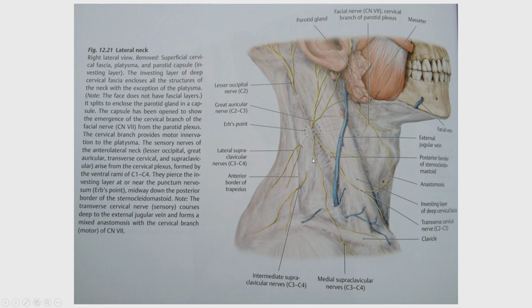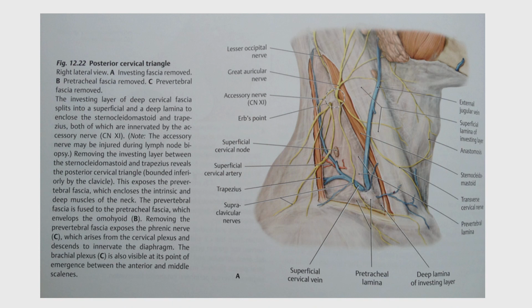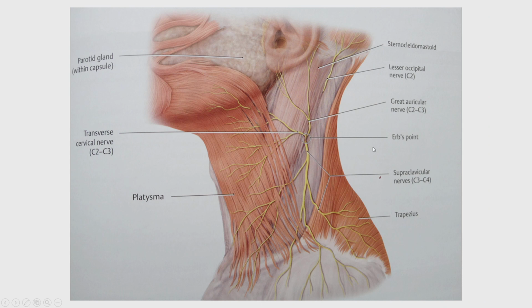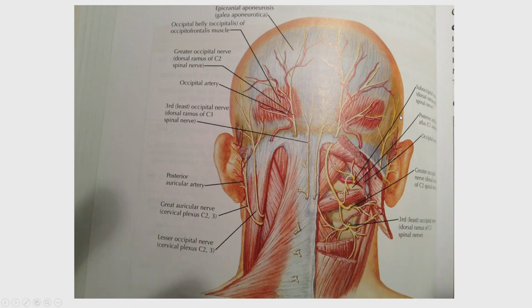And finally, we have the supraclavicular nerves that go above the clavicle and supply the region of the clavicle and some part of the thorax cavity. And here, after the dissection of the investing fascia and the sternocleidomastoid, you can see the punctum nervosum or Erb's point and those nerves that we mentioned. And here is very nice with the segment that you needed for the second semester. So those are the areas.